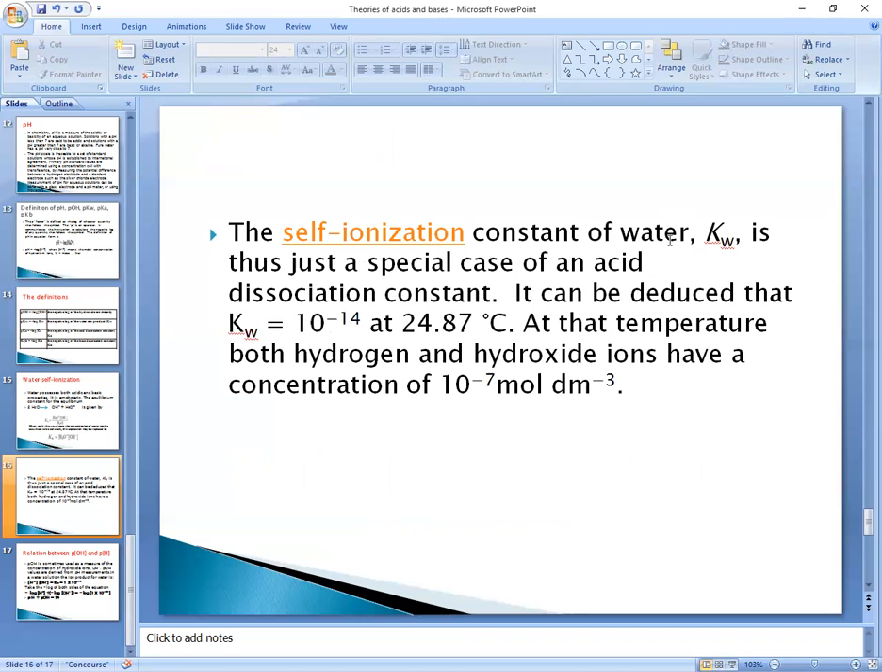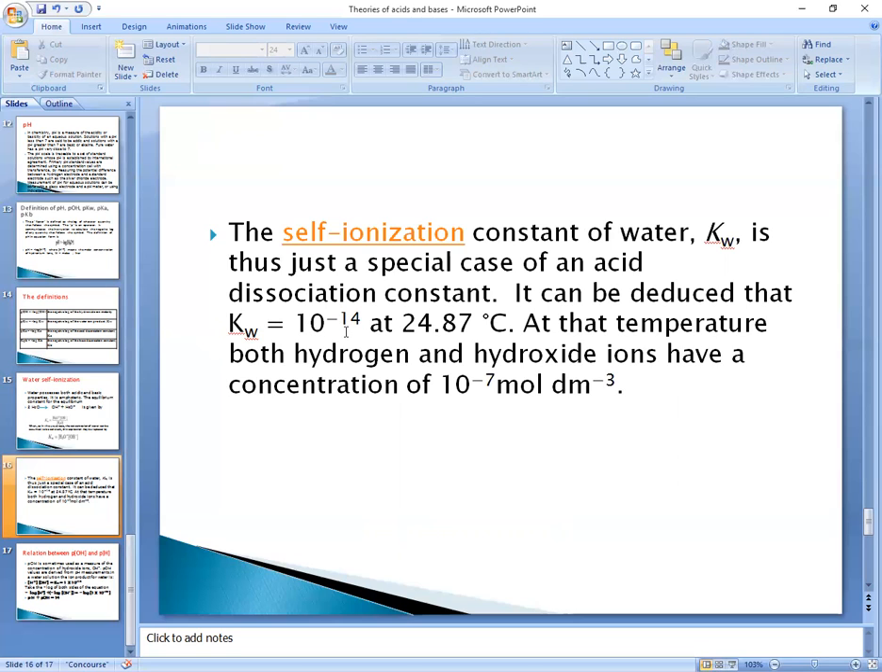Self ionization constant of water is Kw, as shown in the previous equation in the previous slide. So Kw is thus just a special case of an acid dissociation constant. It can be deduced that Kw is equal to 10 raised to the power minus 14.